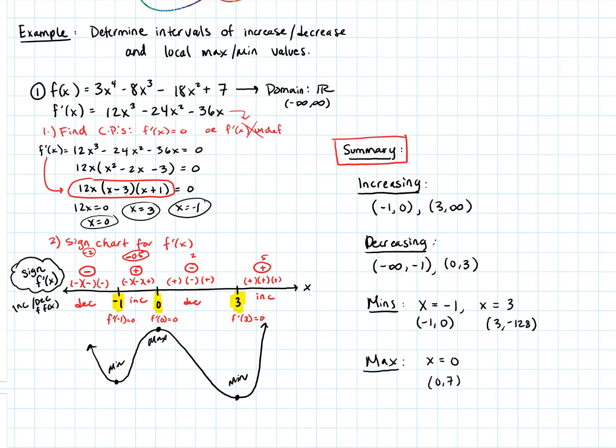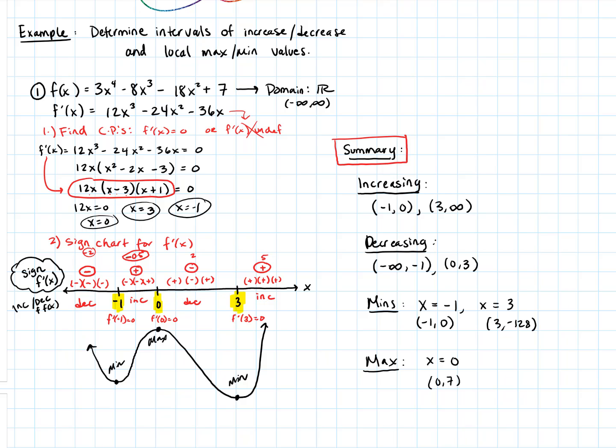I sped up the video a little bit here and just did the summary off to the side. So once we have this sign chart, once we've determined where the derivative is positive and negative and know that the function is increasing and decreasing on those specific intervals, we can just summarize it. This function is increasing from -1 to 0, and again from 3 to infinity. It's decreasing from -infinity to -1, and again from 0 to 3. And knowing that we also have horizontal tangent lines at -1 and at 3, if we decrease and increase, we must have a minimum. And so we have those minimums.